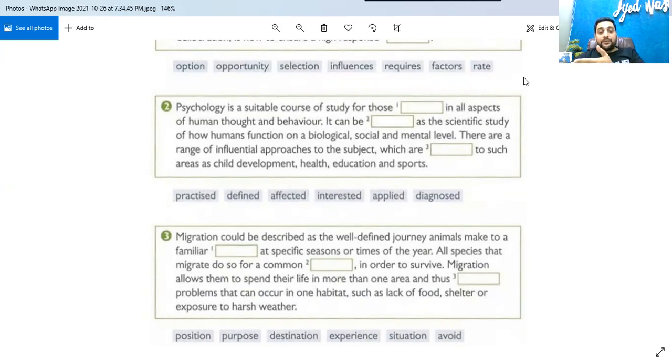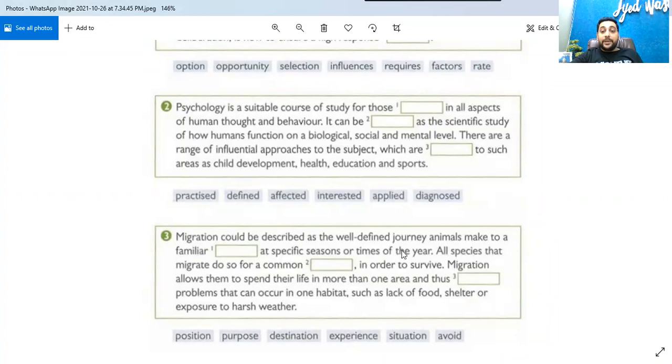The moment you read the first line, remember, don't make this mistake. Some people only read the word before and after the gap, which is a foolish thing to do. Why? As I said, some sentences give you the clue, grammar clue, context clue, collocation clue, preposition clue. The moment you read the word migration, you understand the topic is migration, because understanding the context or the topic of the passage is important as well, because that decides the types of words you are looking for from the options. Migration could be described as well-defined journey animals, but you have to read very fast.